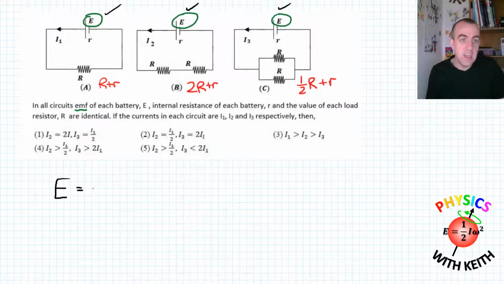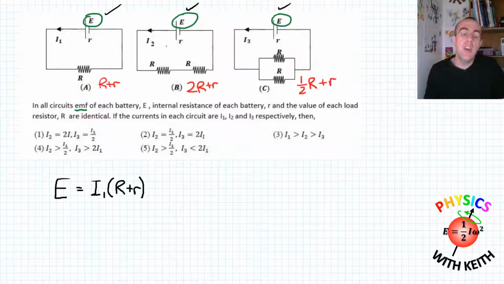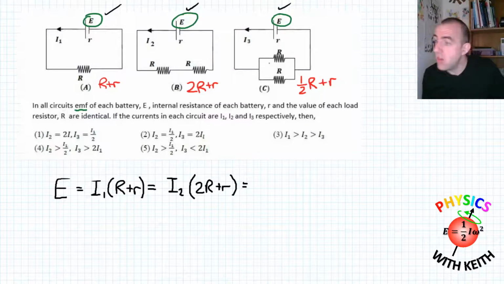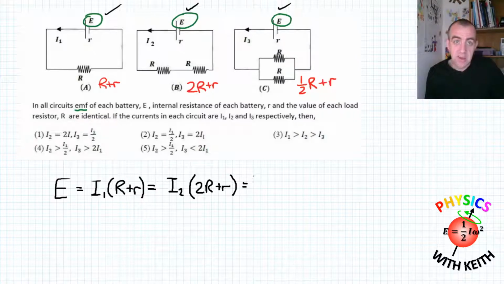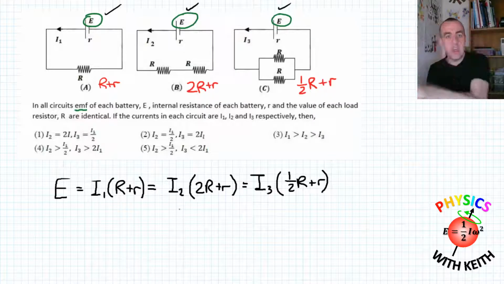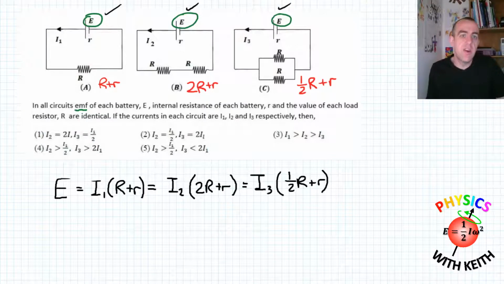So I can just write E equals, remember E is a voltage, voltage is current times resistance. My current here is I1, this is in the first example on the left, and the resistance is R plus r. Because that's the voltage across the power supply, and it's the same for the next circuit, I can say that it equals I2 multiplied by the resistance of the second circuit, which is 2R plus r. And again, in the third circuit, the voltage is exactly the same, E, so that's going to equal I3 multiplied by the resistance, which is half R plus r. So now I've got these three equations, and I don't even need the E part anymore.